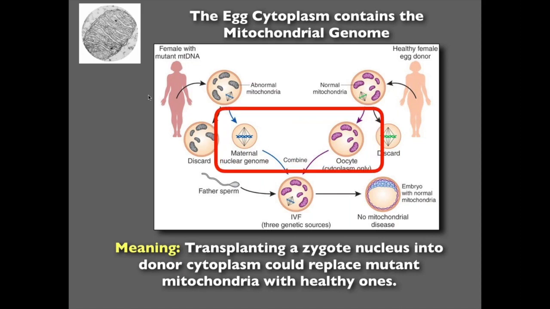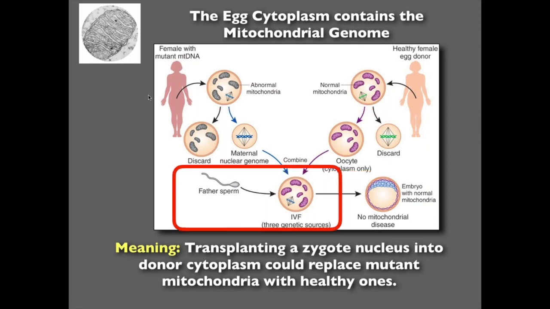So the idea, and you can see it in the little red box here, is to take the maternal nuclear genome, because the nuclear genome is okay, and insert it into an egg cell, an oocyte, from a woman with healthy mitochondria. Then what would happen, and here you can see it now, is you could then take this cell in which the nuclear genome was the same as the mom, but the cytoplasmic genome, mitochondria, had replaced it, allow the father's sperm to fertilize it, in vitro fertilization, which happens all the time.